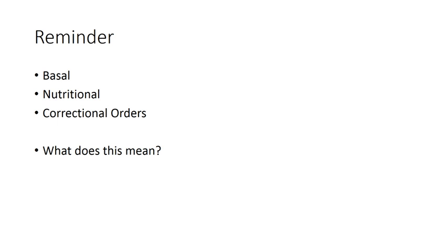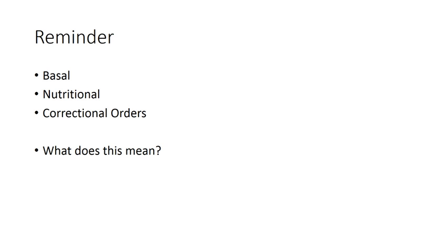So as a reminder, you will have 3 types of orders generally, not always. And, if you have someone who's type 2 diabetic, they might just have correctional orders. Someone who's type 1 diabetic, they'll have basal orders and nutritional orders generally. So what does it really mean? So basal orders, remember, it gives long-term insulin. So it's like NPH and glargine, you get 1 dose a day. It mimics normal circulating insulin.